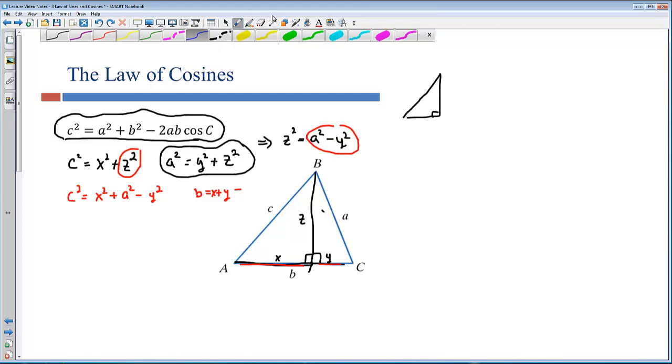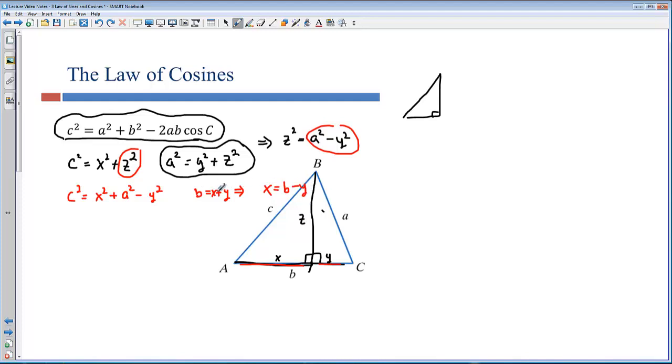So x is equal to b minus y. The reason you want to solve this for x is that if you plug it in here for x, you get rid of all the x stuff and you'll be left with just b and y stuff.